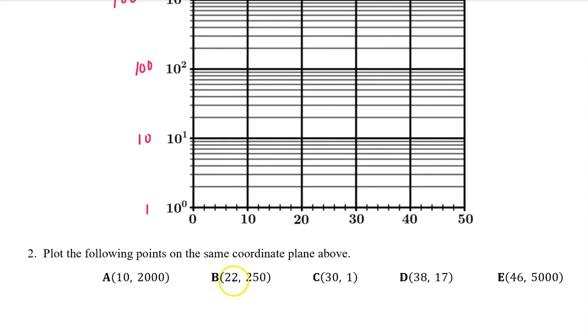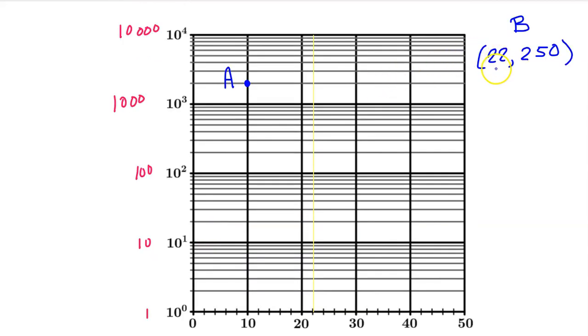Point B is 22, 250. So this is 20, and then it's going 22, 24, 26, 28, 30. So 22 is at this mark right here. Let's graph 22, 250. We must go past 100, which is right here. The next mark is going to be 200. The next mark would be 300, so 250 will be between these two marks. So this is point B.